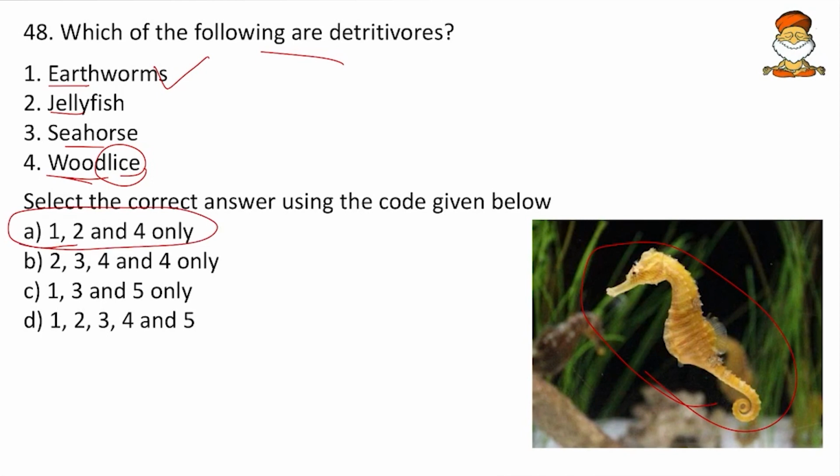We can exclude seahorse here. And here again, that amount of luck matters, that is, whether you have seen the photograph of a seahorse or not. So again, it is a moderate to difficult question. Either you can attempt likewise or even if you leave the question, there is no issue as such.